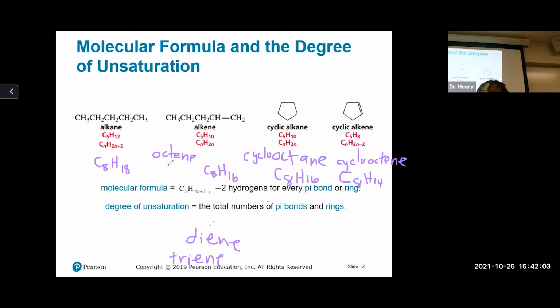Okay, so if we do octadiene, what does that mean? Di meaning 2, so 2 double bonds. If we draw that out, we can put them anywhere. 1, 2, 3, 4, 5, 6, 7, 8. So I can put a double bond here and a double bond here. It doesn't matter where it's at.